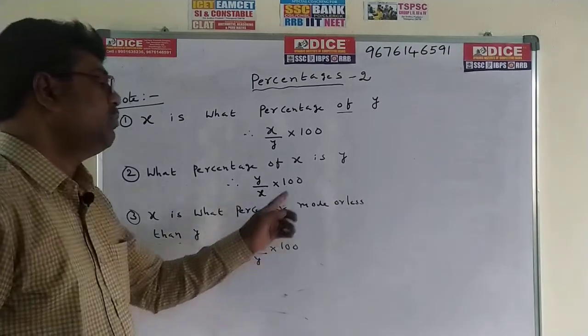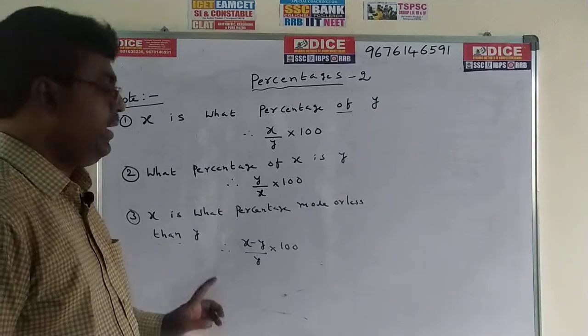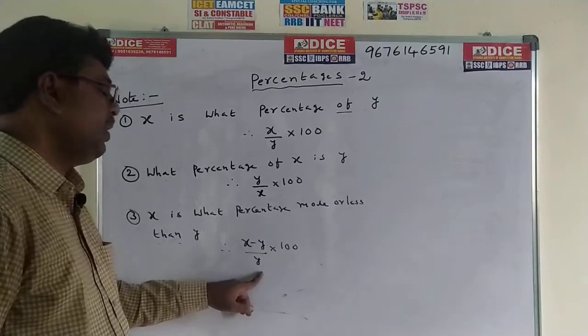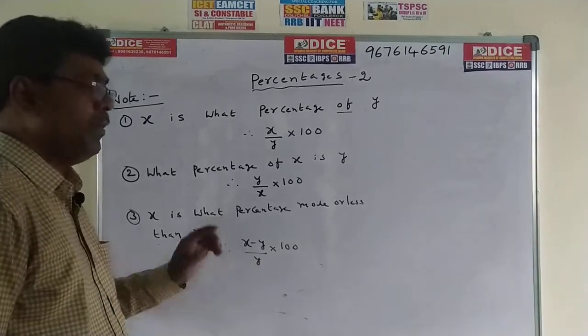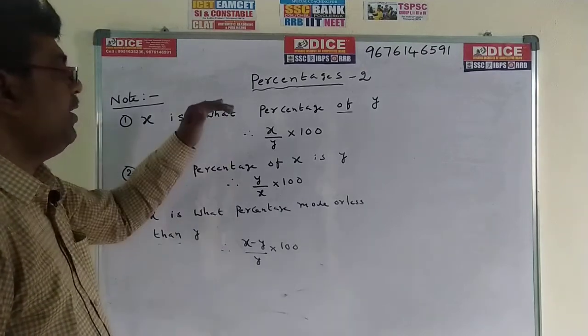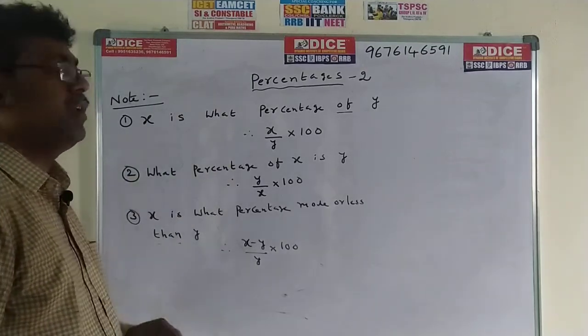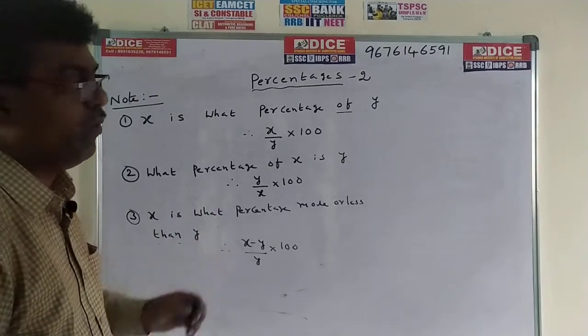X is what percent more or less means you can take the difference. X minus Y, denominator is Y. "Than" is very important. Whenever "than" is there, you write that as the denominator. So that's why X minus Y by Y into 100 is the formula. These formulas are very important. Based on these formulas, we can see some problems. You can go for the problems.